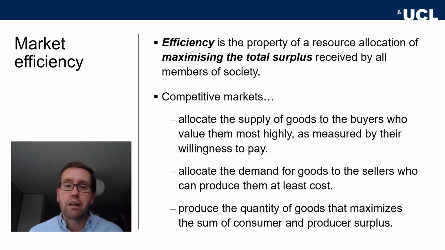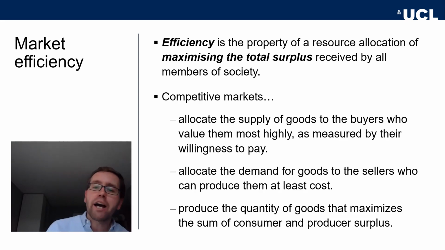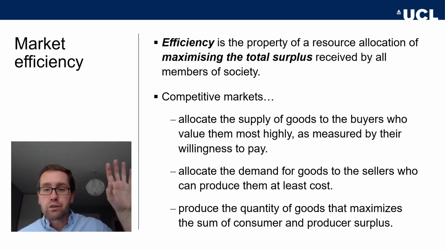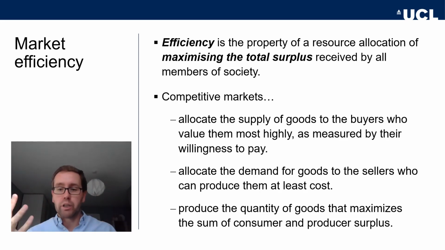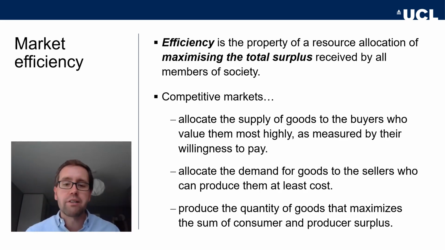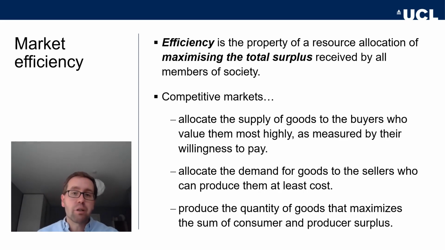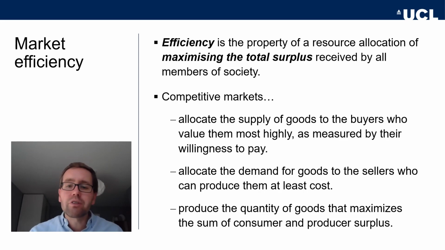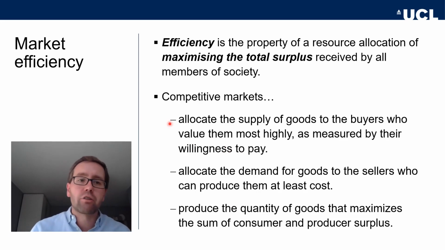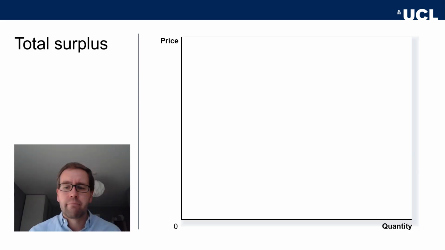So competitive markets are able to allocate the supply of goods to those buyers who value them most highly, as measured by their willingness to pay, because they're willing to buy it or not for a given price. It allocates the demand for the goods to the sellers who are best able to produce them, or who are able to produce them at least cost. And so in total, it produces the quantity of goods that exactly maximizes the sum of producer and consumer surplus.